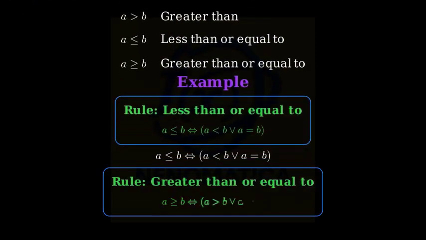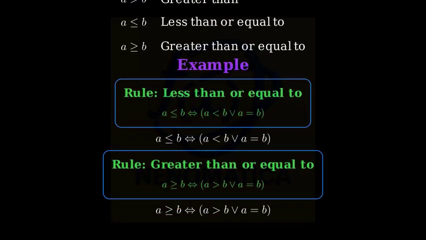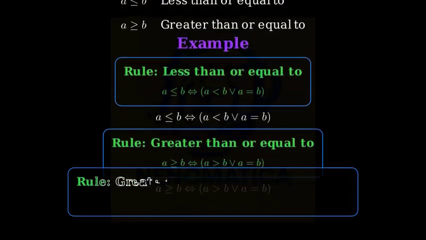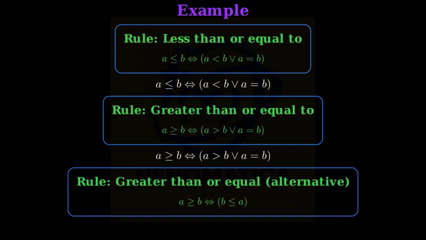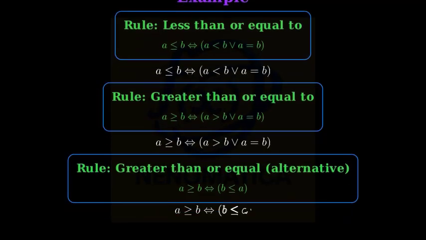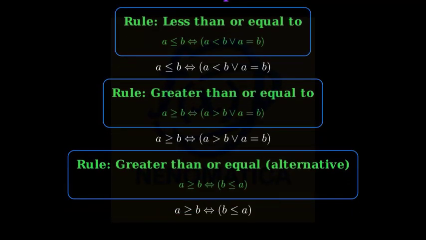Similarly, we have the rule for greater than or equal to. a ≥ b can be written as a > b or a = b. Mathematically, a ≥ b if and only if a > b or a = b. There's also an alternative way to express a ≥ b. We can say it's equivalent to b ≤ a. Mathematically, this is written as, a ≥ b if and only if b ≤ a.